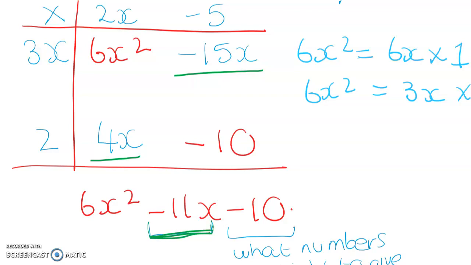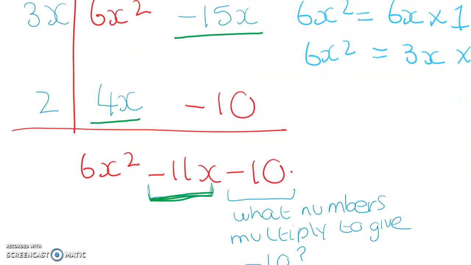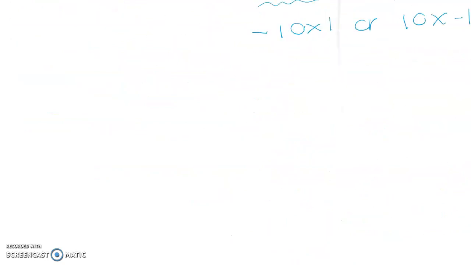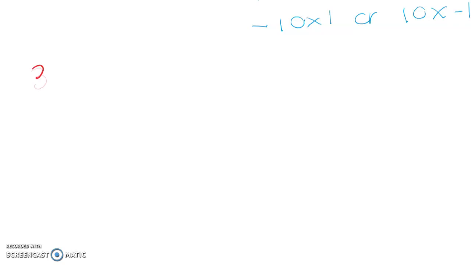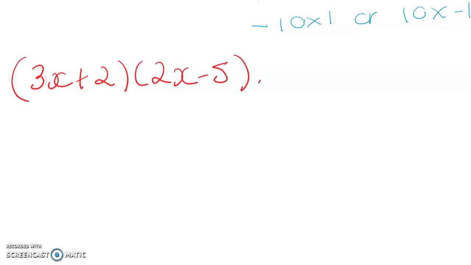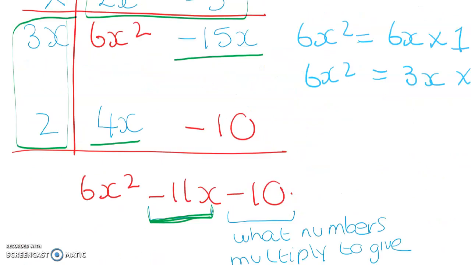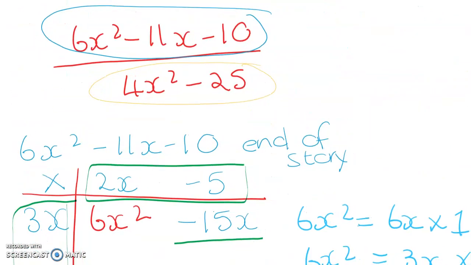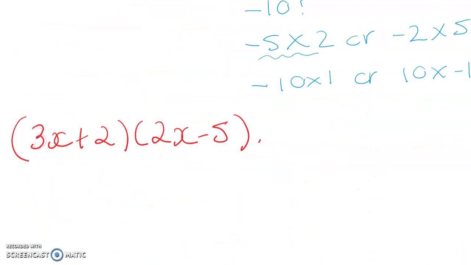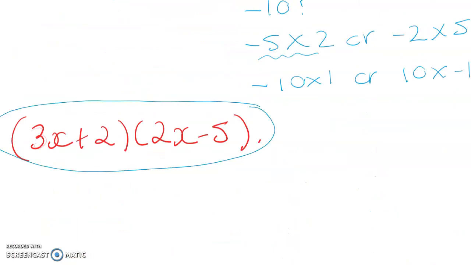So I know these are my factors: 3x plus 2 and 2x minus 5. These are the answers, what's here and what's here. So we write down 3x plus 2 and 2x minus 5 as my answers. To the top line now. Let's go back to the question. The question said factorize fully. I factorized the top part, and I'm now going to factorize the bottom part.